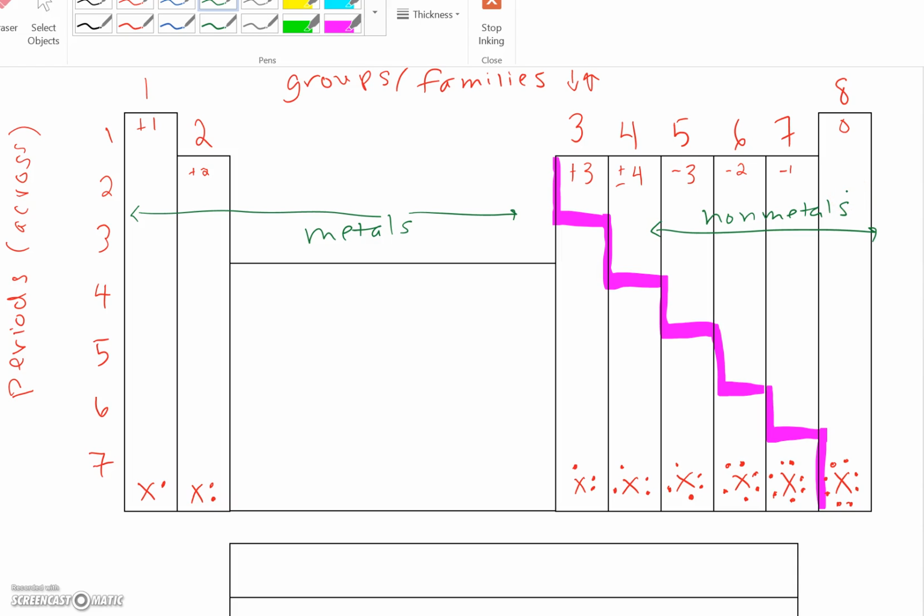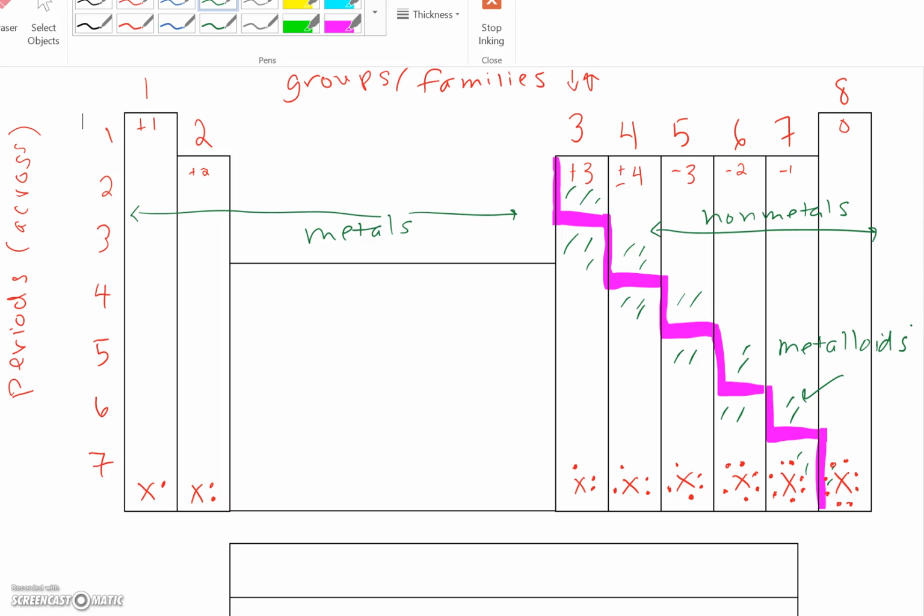Okay? We also have what is touching this line. So the elements that are touching here are called metalloids. Metals have the properties of metals. They're conductive, they transmit electricity, they're ductile, we can draw them into a wire.